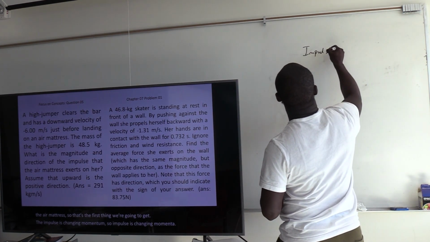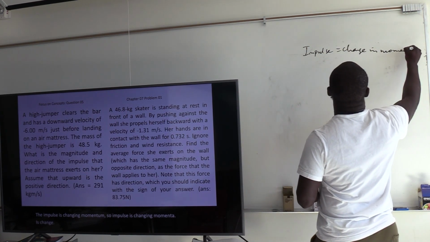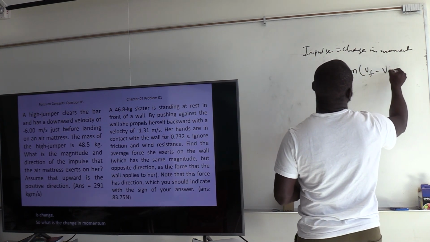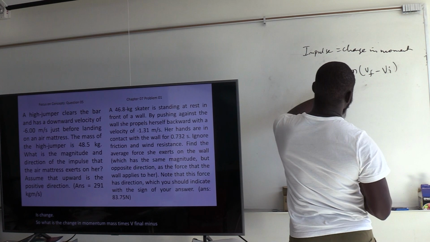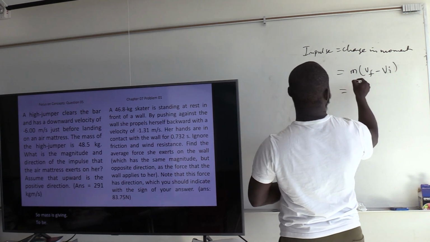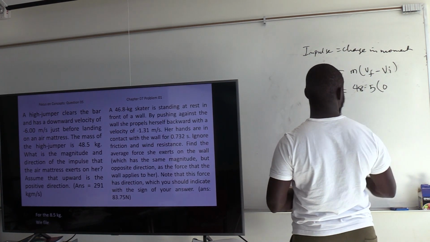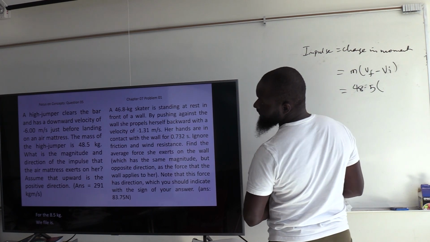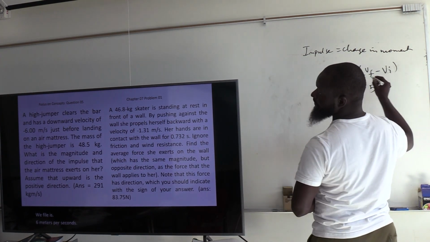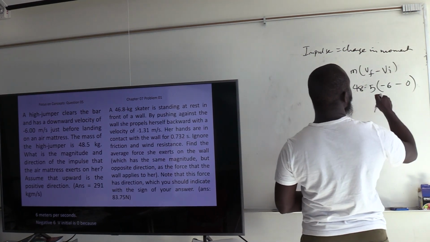Impulse is change in momentum. So what is the change in momentum? Mass times V final minus V initial. So mass is given to be 48.5 kilograms. V final is -6 meters per second. Minus V initial is 0 because he's falling from that height when he gets the momentum.